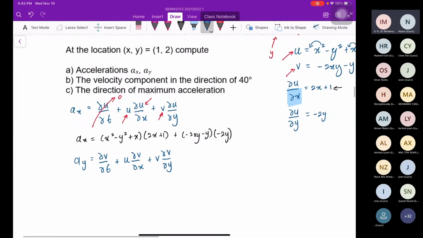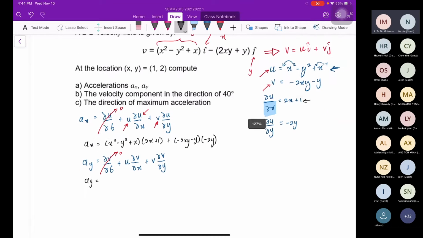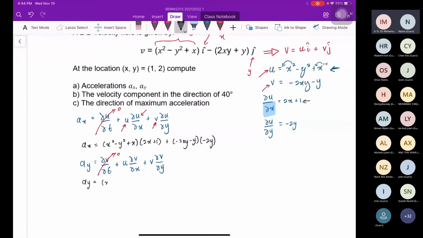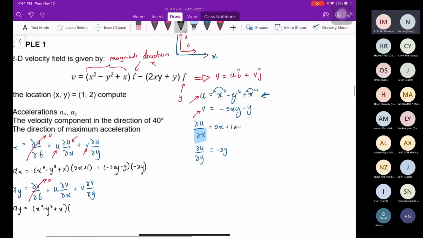Okay, same again, no change of property, no change of velocity over time. This is 0. And just substitute the value, very simple. I want to substitute a y, now become u. U is here, x squared minus y squared plus x multiply with v. Okay, this one. Differentiate of partial derivative of v over partial derivative of x.